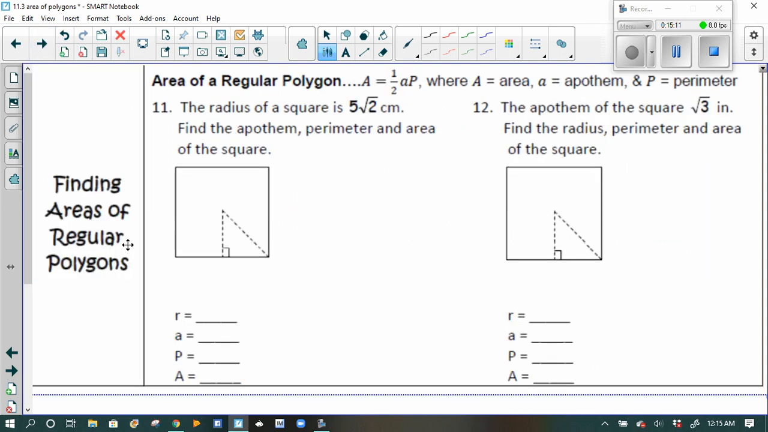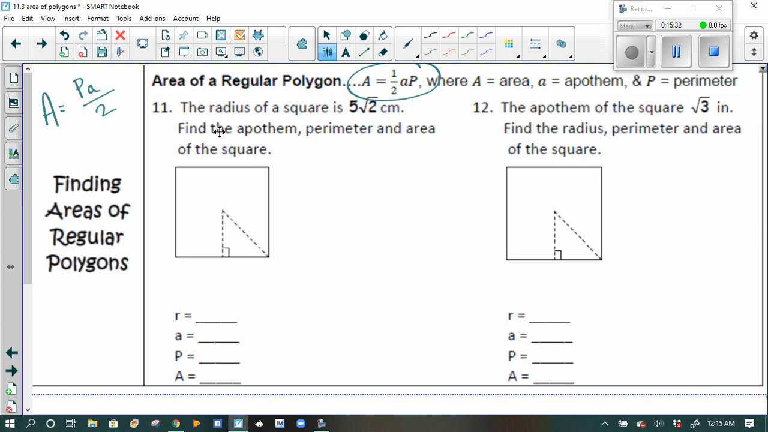All right, so now we're going to find the area using the apothem, the perimeter. The formula is 1/2 AP. Okay, so this is how I do it. The area is the perimeter times the apothem divided by 2. These are the same formulas. I just write it like this because to me it's easier.